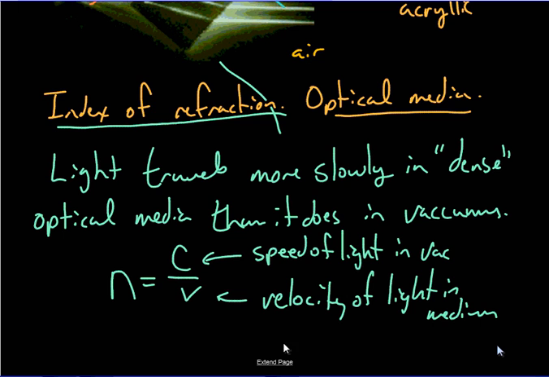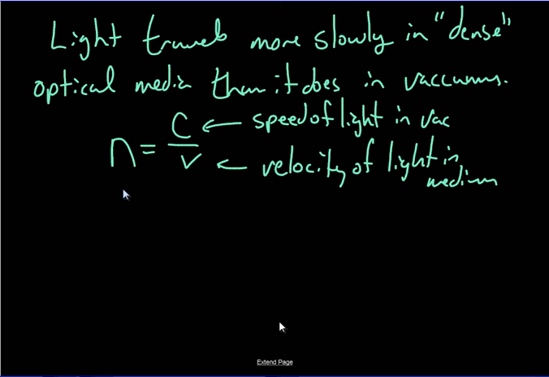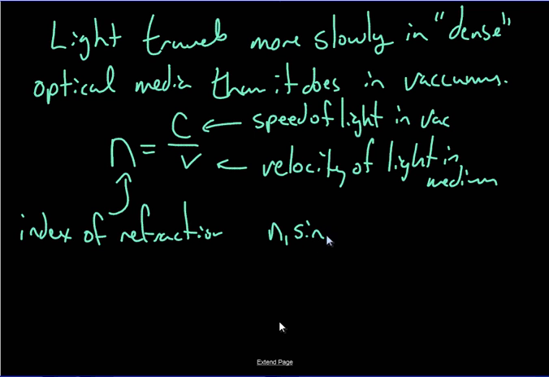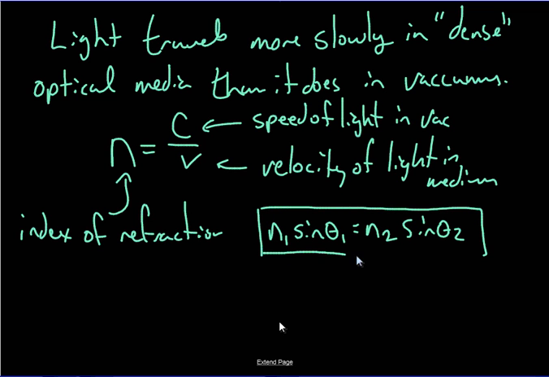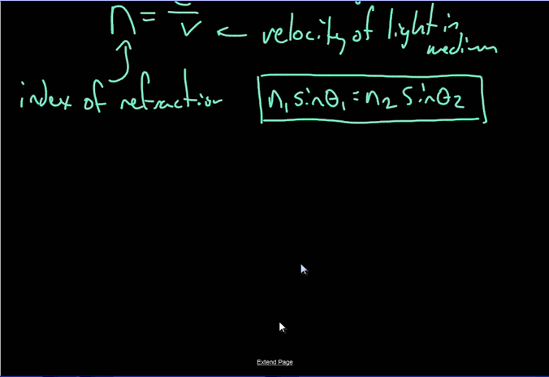Okay? So this n here is called the index of refraction. Do you remember in Snell's law that we wrote out, you saw n1 sine theta 1 equals n2 sine theta 2? This n is representing the index of refraction for the medium. Okay, so let's do a quick example, and then we'll have to wrap it up.